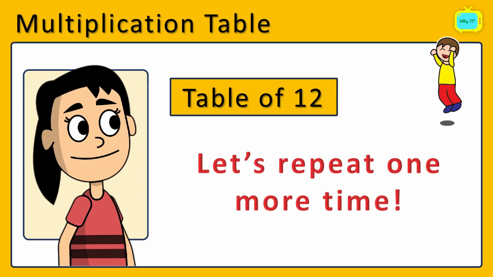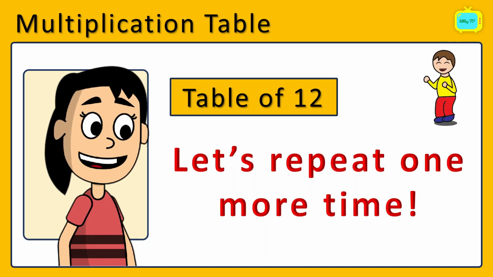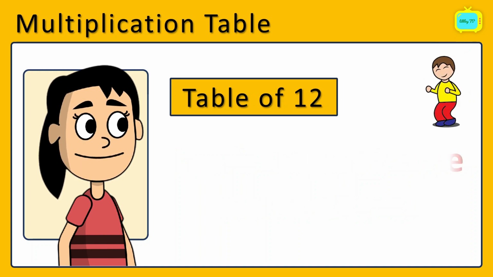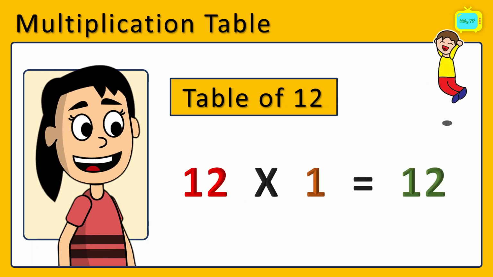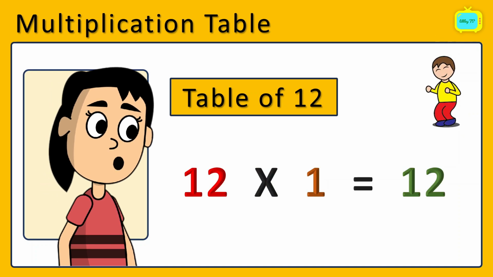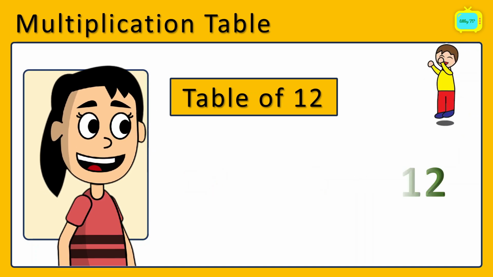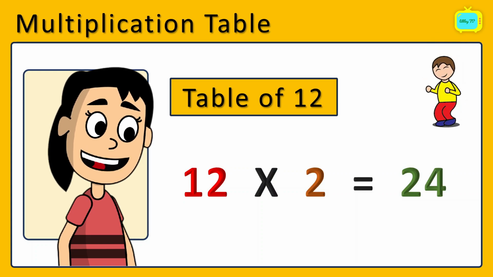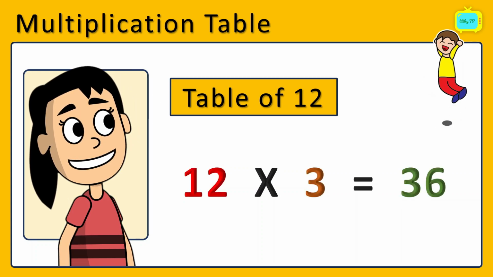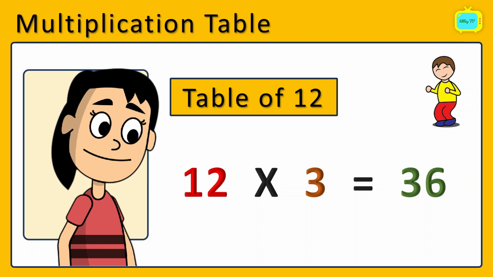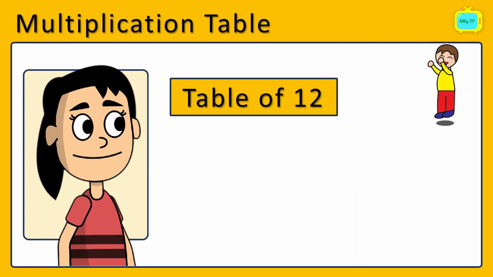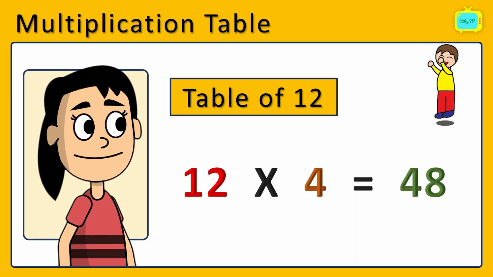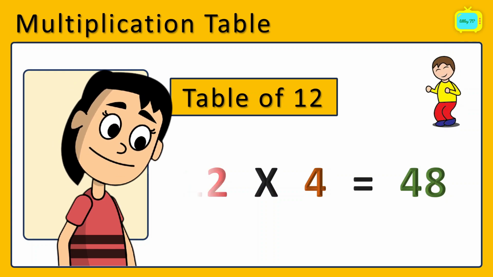So kids, let's repeat it one more time. 12 1 is 12. 12 twos are 24. 12 threes are 36. 12 fours are 48.